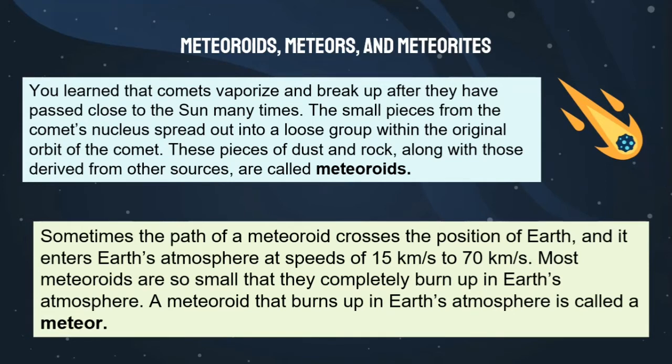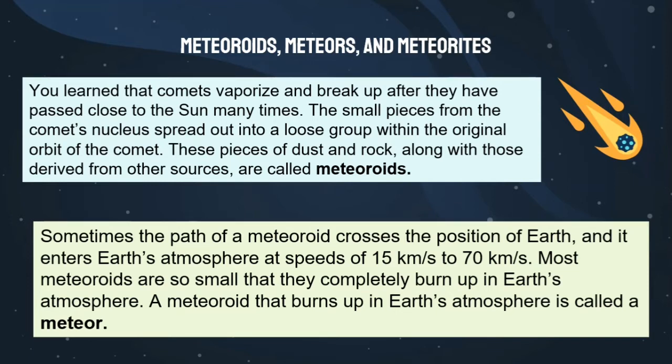Meteoroids and meteorites. You learned that comets vaporize and break up after they have passed close to the Sun many times. The small pieces from the comet's nucleus spread out into a loose group within the original orbit of the comet. These pieces of dust and rock, along with those derived from other sources, are called meteoroids. Sometimes the path of a meteoroid crosses the position of Earth, and it enters Earth's atmosphere at speeds of 15 km per second to 70 km per second.